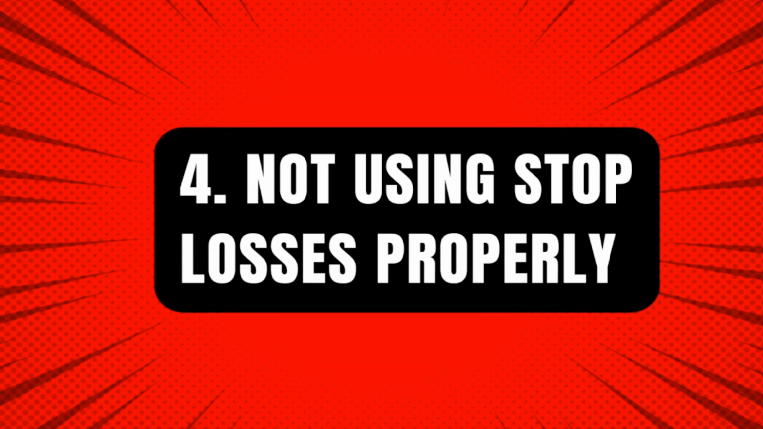Number 4, not using stop losses properly. I remember when I started trading, often I would be in a drawdown, and instead of cutting my losses, I would just wait. I would often double down on my losses, and the hole would just get bigger and bigger and bigger, and eventually I would exit at a much bigger loss. So sometimes it's better to just use a stop loss to exit your position at a small 1% loss rather than doubling down on your losers. And this way, you get to live to fight another day in trading.